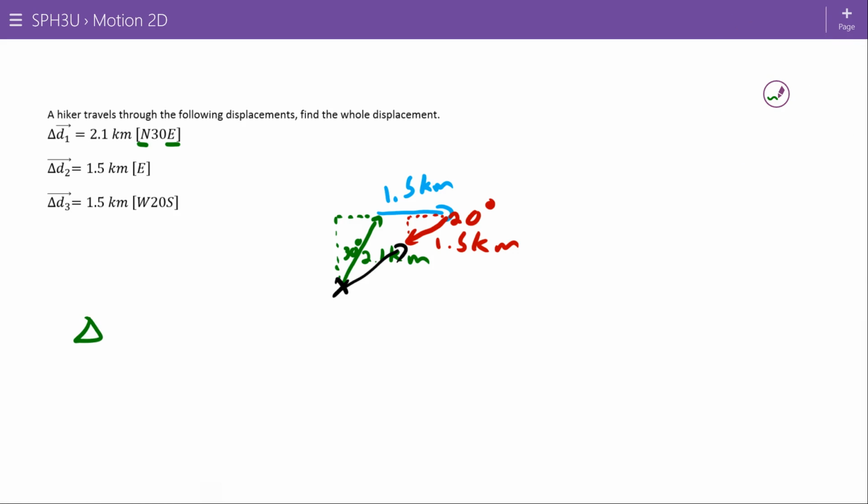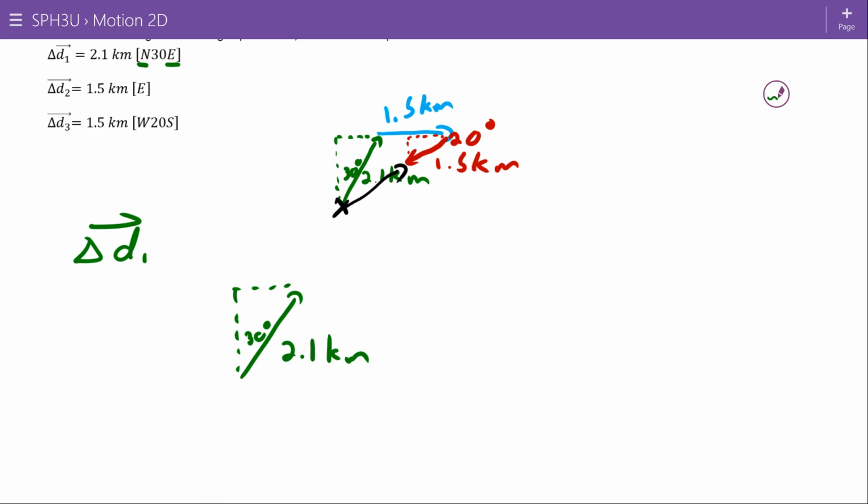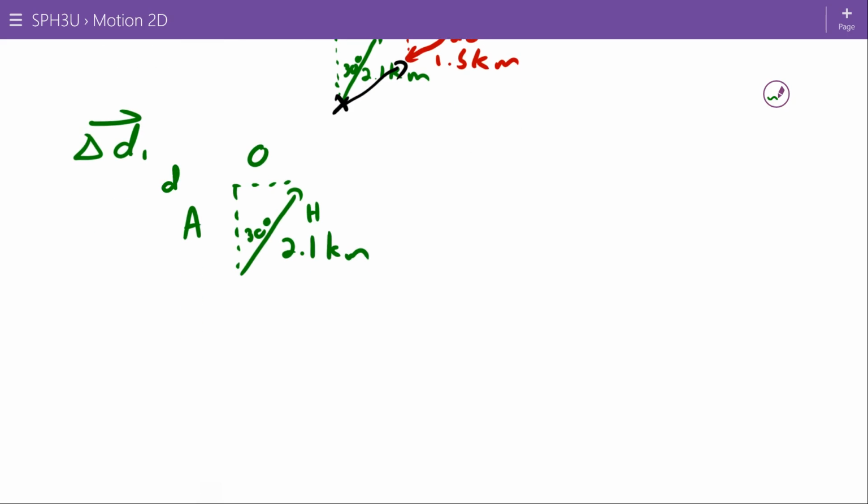So let's break these vectors up. Let's go with delta d1 first, and then we'll go with delta d2 and then delta d3. So delta d1, that's my green guy here, goes north, then east, with an angle of 30 degrees. And I have 2.1 kilometers of distance. This is my hypotenuse, this is my opposite, and this is my adjacent. So to get my 2 components, I can call this my d1n component, or the north component. I can call this d1 east, obviously the east part of this.